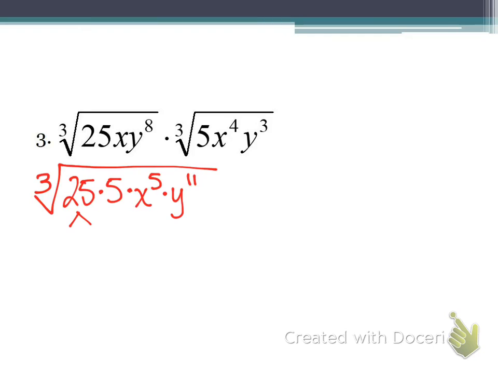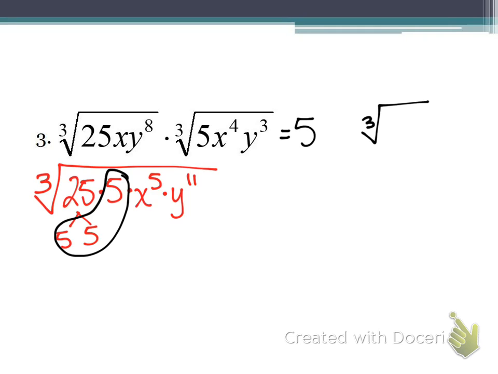25 factors into 5 and 5. So I have a group of 3 5s. 1, 2, 3 5s. So when I start to build my answer, on the outside I have a 5. Leave a little space. Underneath the cube root, do I still have a number? No, no big number underneath anymore.